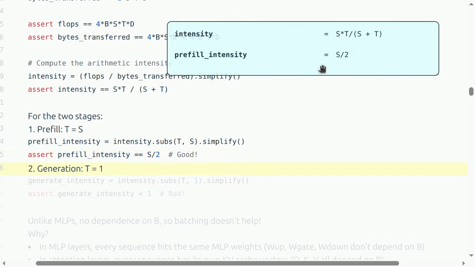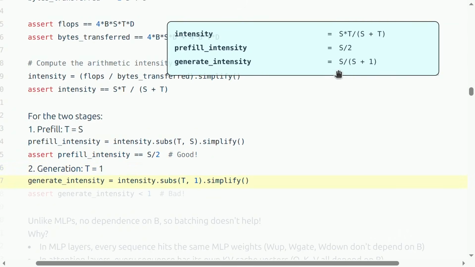But for generation, this is bad news, right? So the generation intensity is s over s plus 1, and that's less than 1. Or even, let's just call it 1. And arithmetic intensity, remember, 1 is bad. We want it to be something like 295 for H100 to saturate the compute. And so this is really the bottleneck. So we did all this analysis for MLP and attention, prefill and generation, and we found this to be a bottleneck.